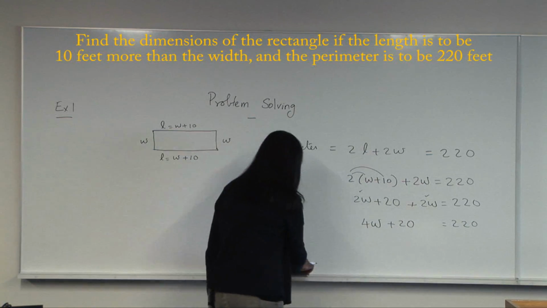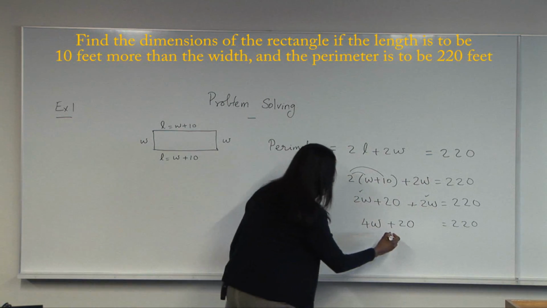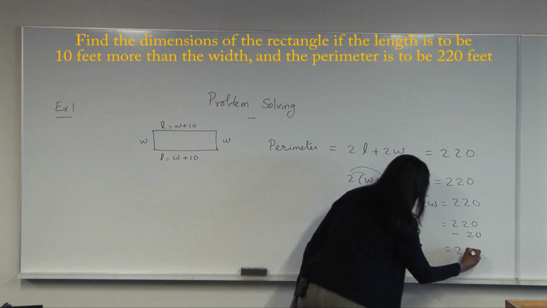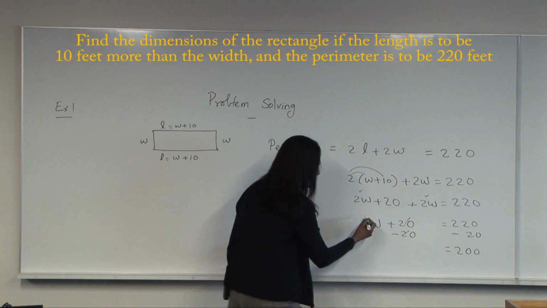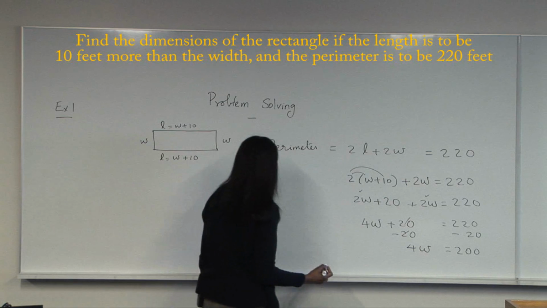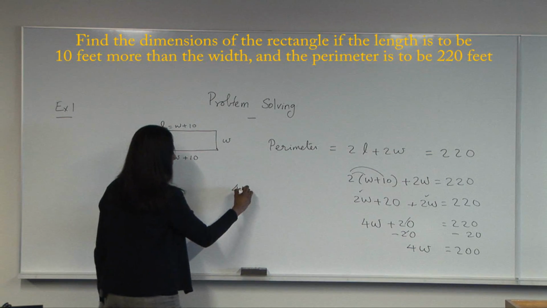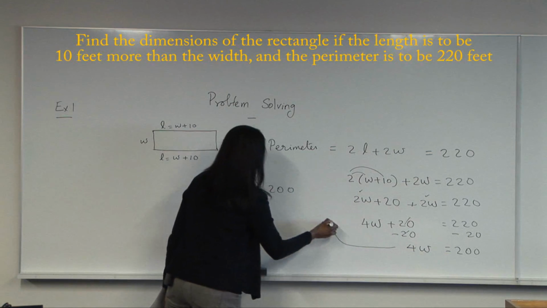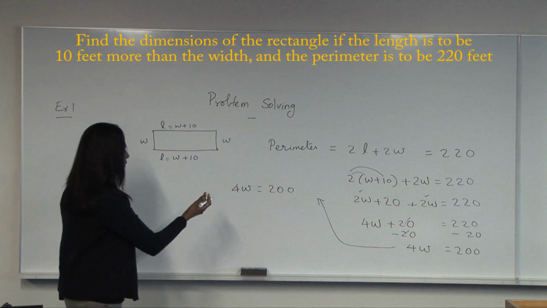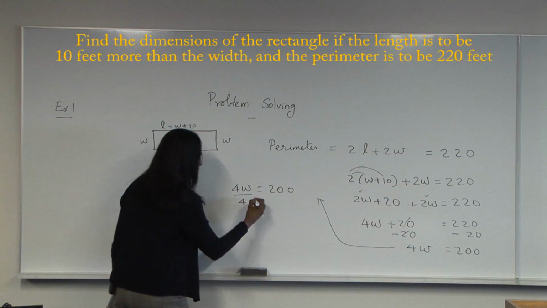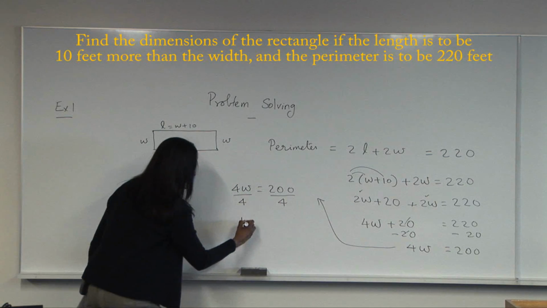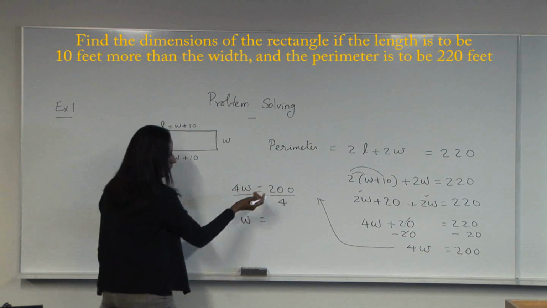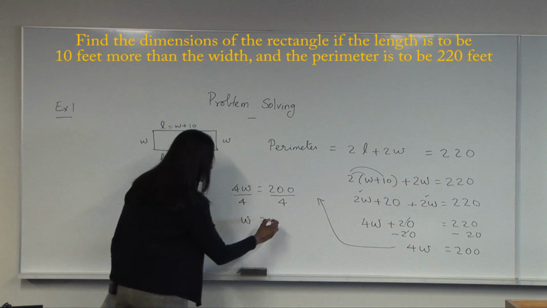Now what do we have to do to solve for W? We have to subtract 20 from both sides. So now this side is 200 and this side, this cancels out, right? So this is 4W. So now we have 4 times W is equal to 200. Right? So now we can solve for W by dividing both sides by 4. W is equal to 200 divided by 4, which is 50.